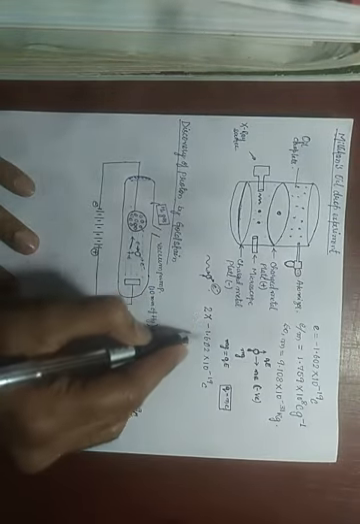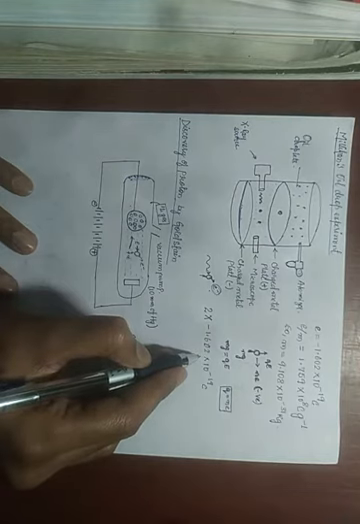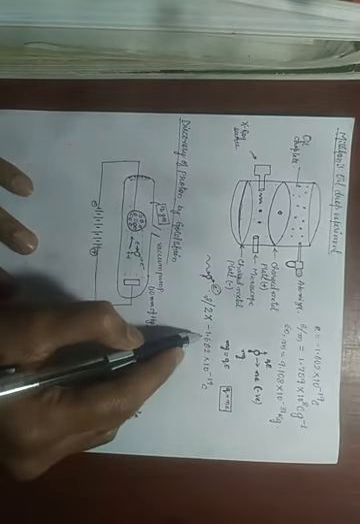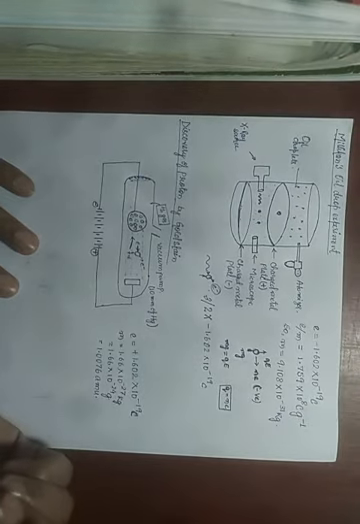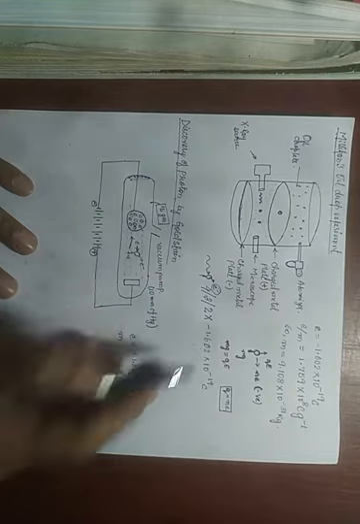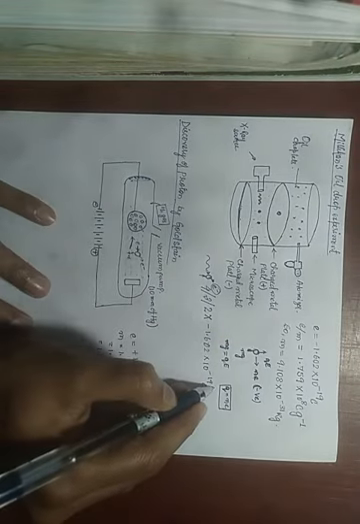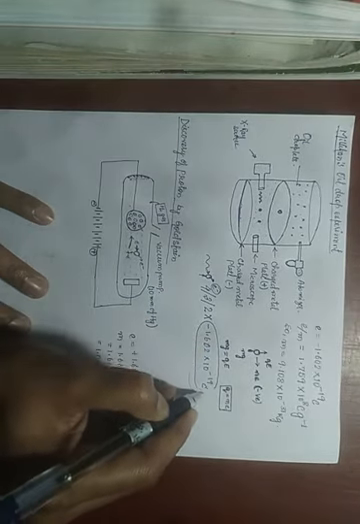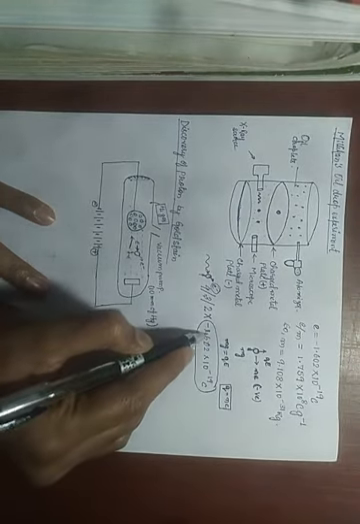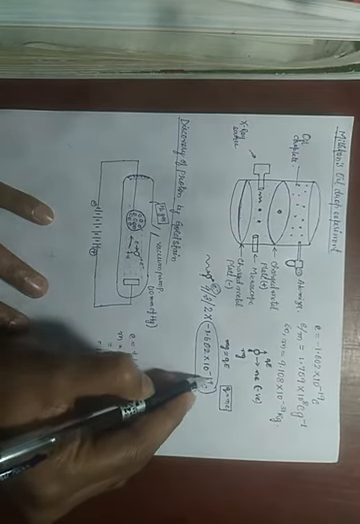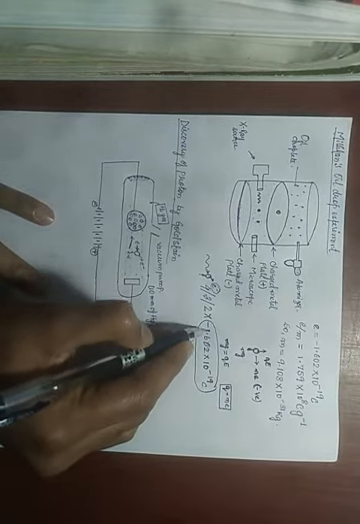Sometimes he was getting 2 into 1.602 into 10 to the power minus 19 coulomb, or sometimes he was getting 3 into 1.602 into 10 to the power minus 19 coulomb, or sometimes he was getting 4 into 1.602 into 10 to the power minus 19 coulomb. So he concluded that the charge which is present in the electron is this 1.602 into 10 to the power minus 19 coulomb, which is negative charge.